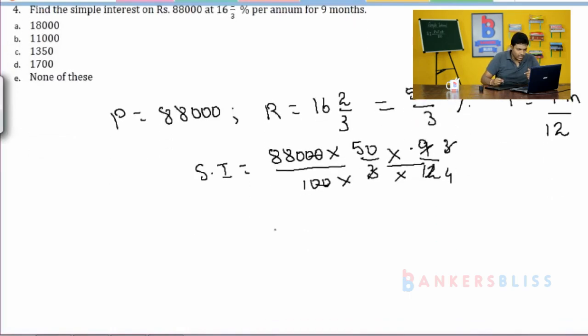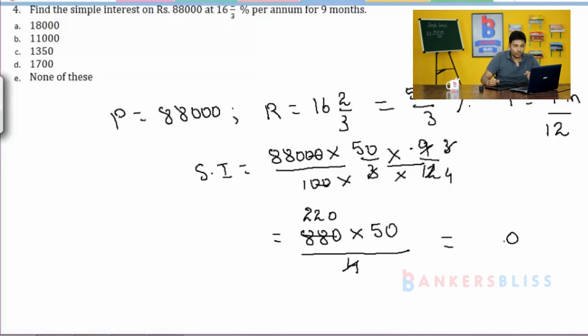So you are going to end up with 880 into 50 whole divided by 4. So 4 2s are 8, 4 2s are 8, 0. So 220 into 50 you got. So 5 2s are 10, 1 carry over, 5 2s are 10 plus 1, 11. So 110, 2 zeros. So the simple interest is 11,000. So in your question, it is option B. So the simple interest is 11,000.